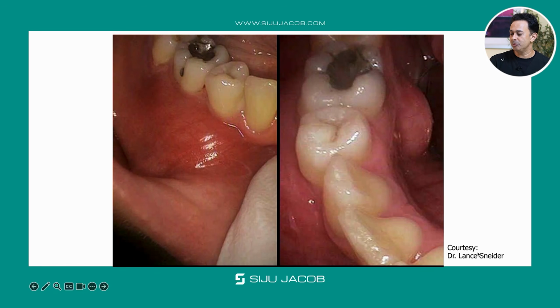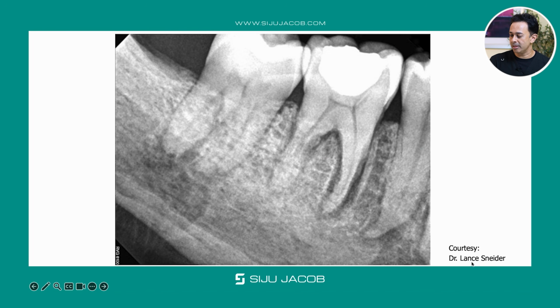However, there are some variations, and this is another variation which you can see, rare, but it can happen. So when you see something like this, you have a hard bony swelling and there's expansion of the cortical plate, and then you take a radiograph, this is courtesy Dr. Lance Snyder, and you see a lesion here, lesion here, lesion here. This is atypical. This is not something that you see very often.